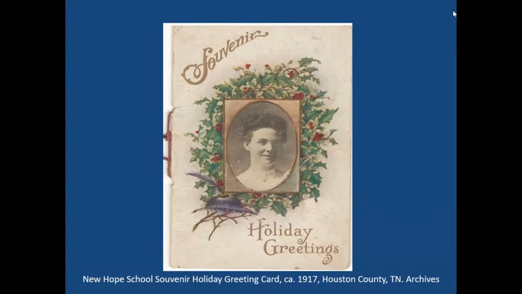As I said, I keep showing the wonderful things we have and that you can find in other archives too. This is the New Hope School Souvenir Holiday Greeting Card. It's from 1917. Now, New Hope is not a school we have today in our area. It was one of those one-room schoolhouses. All across the globe there were one-room schoolhouses up until a particular point when, in the United States, they consolidated schools. And so looking for this one-room schoolhouse in the community where your ancestors lived is probably going to help you find those school records.